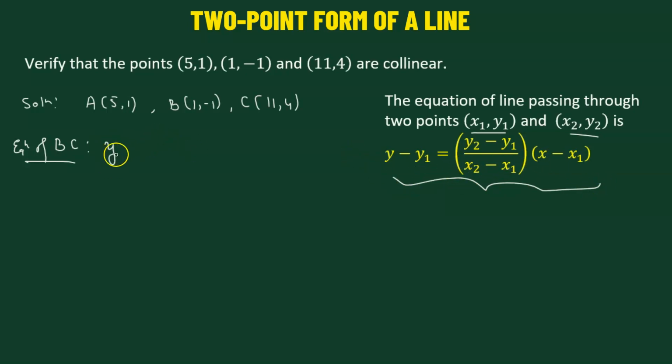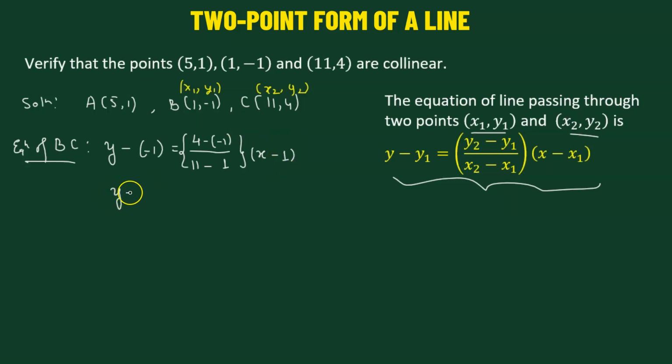Here, we will consider B as (x1, y1), and we'll consider C to be (x2, y2). So we will substitute the values of x1, y1 and x2, y2 with the corresponding values. We need y minus y1. So y1 will be the y coordinate of point B, that's negative 1. That will be equal to, now we need y2 minus y1, so we have 4 minus negative 1 in the numerator divided by 11 minus 1 in the denominator. This value will get multiplied by x minus x1. So here x1 will be positive 1.